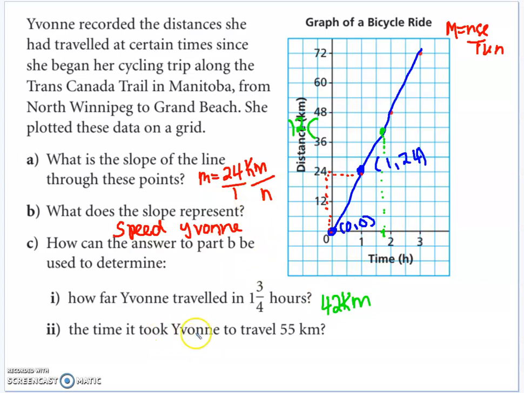And then the time it took Yvonne to travel 55 kilometers. I'll try to use a different color so that we're not messing it up. Let's look at 55. Here again, it's going up by 12, so in the middle here would be 54. It's a little bit higher than that. And I'll have to go down and approximate where this is. About 2¼ hours.